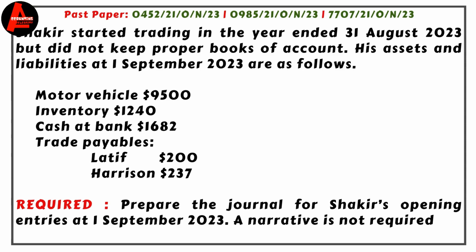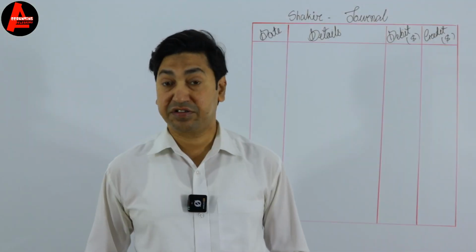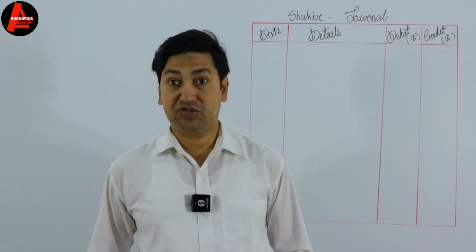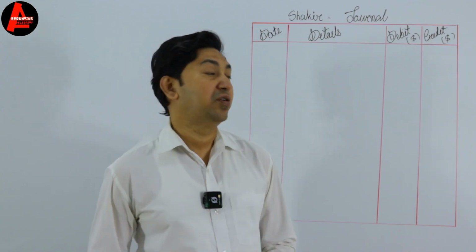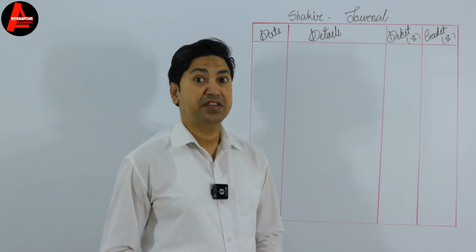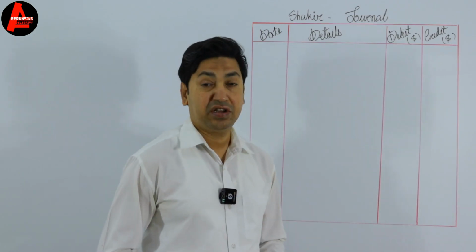Shakir started trading in the year ended 31st August 2023 but did not keep proper books of account. His assets and liabilities at 1st September 2023 are as follows. So here we see motor vehicle, inventory, cash in hand, trade payables, Latif and Harrison. Okay. So we have many things here. We have assets, current assets, non-current assets. We have some liabilities, meaning trade payables. So from this list of balances, now we will make a journal entry.